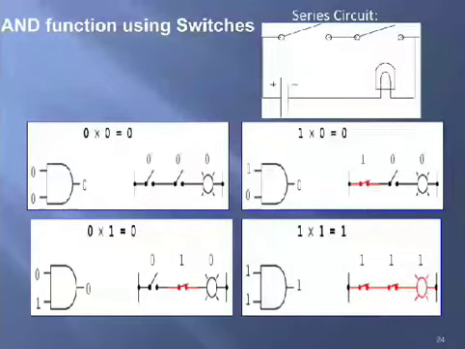And for the last combination, when both the switches are closed, there exists a closed path in the circuit, so the lamp will glow, and you are treating that glowing lamp, the on state of the lamp, as logic 1 state. So this is the detailed explanation of the AND gate function using a switch circuit for different input combinations.